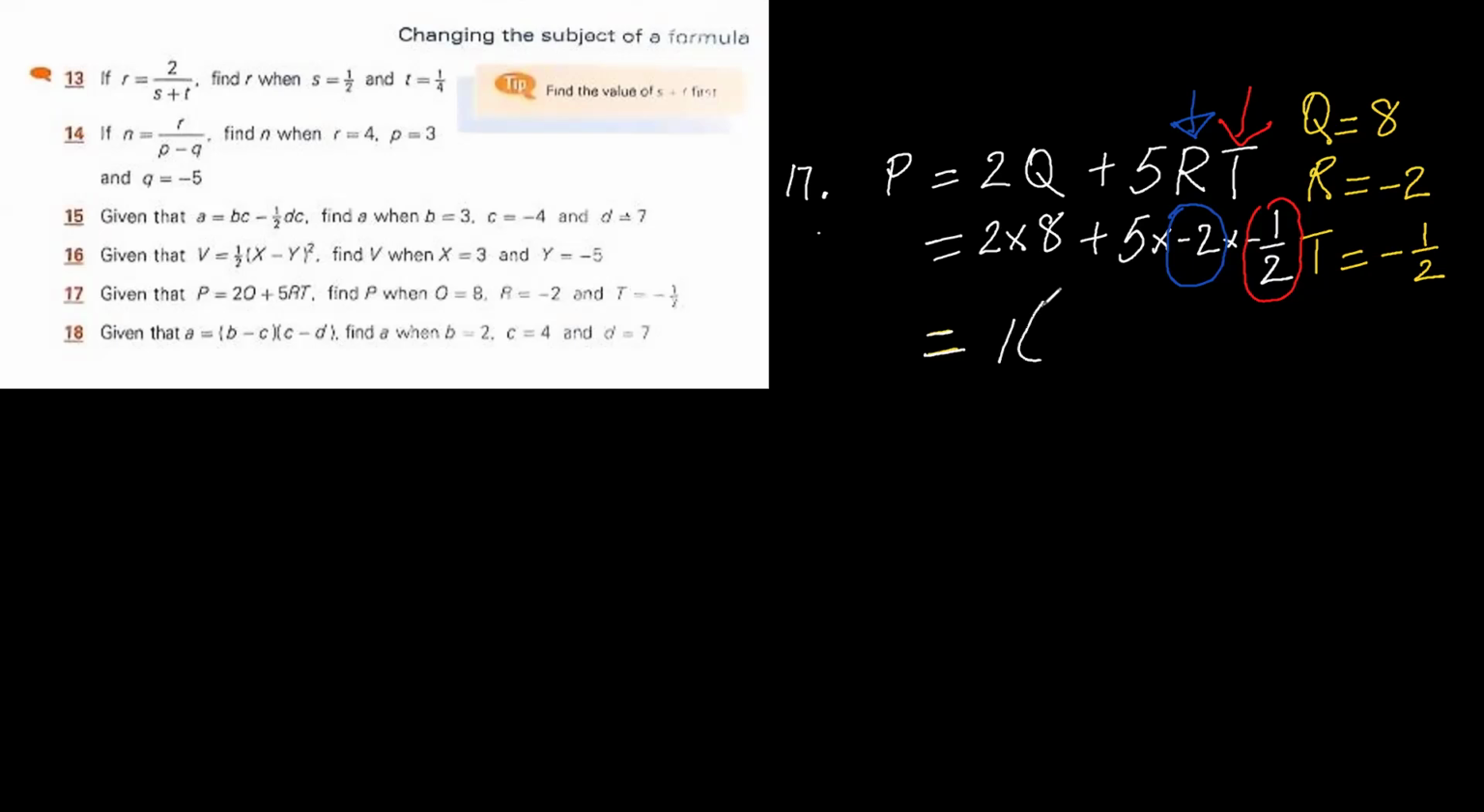So P is 16 plus 5 times -2, which is -10, times -1/2. All right, so we have 2 into 2, 1, 2 into 10, 5. -5 times -1 is +5. So that's 16 plus 5, which is 21.